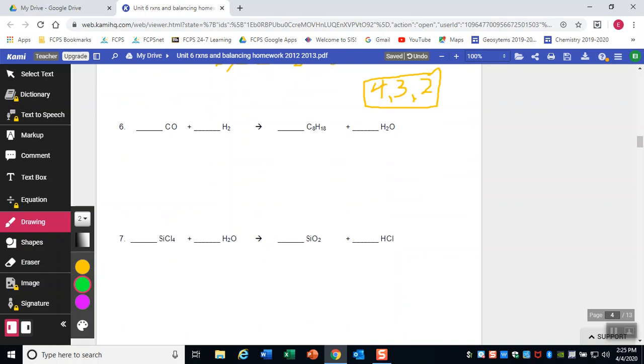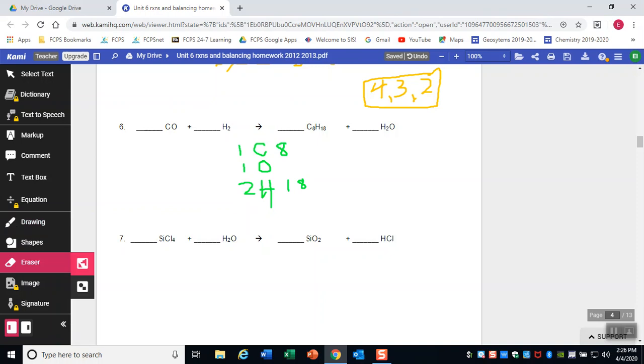Now I'll go to 6. I've got carbon, oxygen, and hydrogen. So now I'll count: 1, 1, and 2. And over here I've got 8 carbons, 18 hydrogens. Oh, no, and there's 2 more there, right? So that's actually 20. So I have 20 hydrogens.